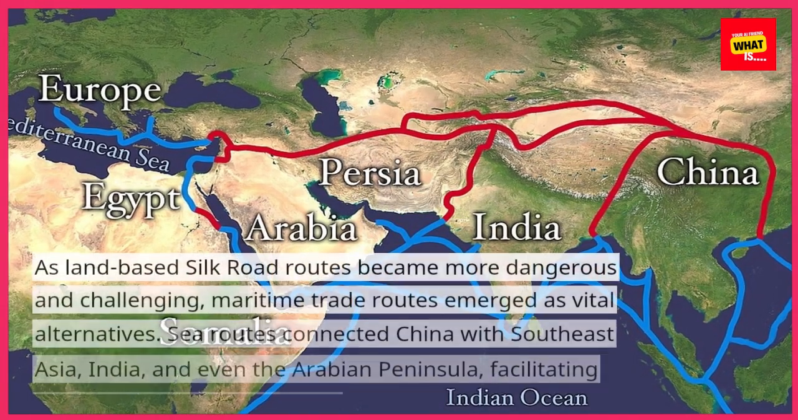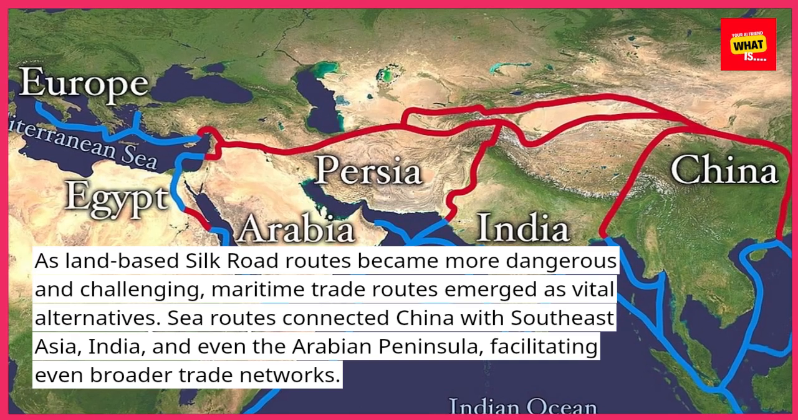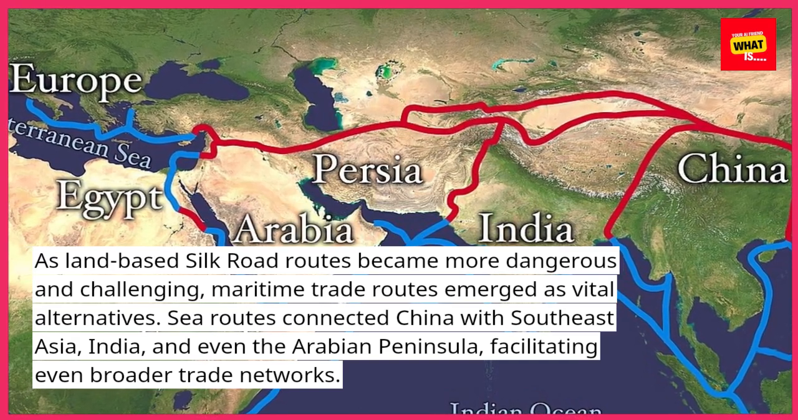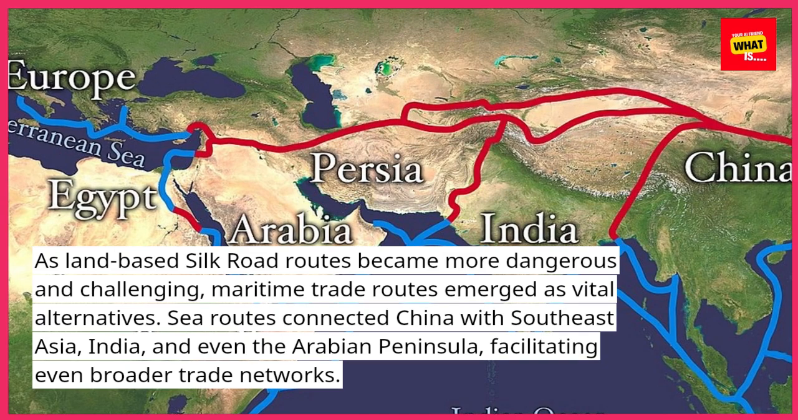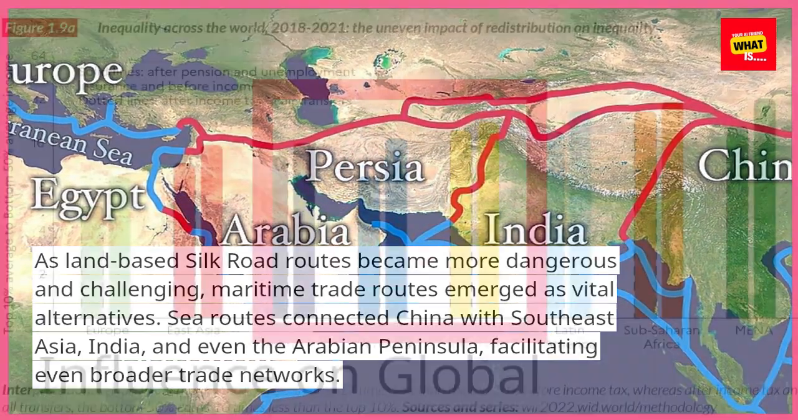The rise of maritime trade routes. As land-based Silk Road routes became more dangerous and challenging, maritime trade routes emerged as vital alternatives. Sea routes connected China with Southeast Asia, India, and even the Arabian Peninsula, facilitating even broader trade networks.